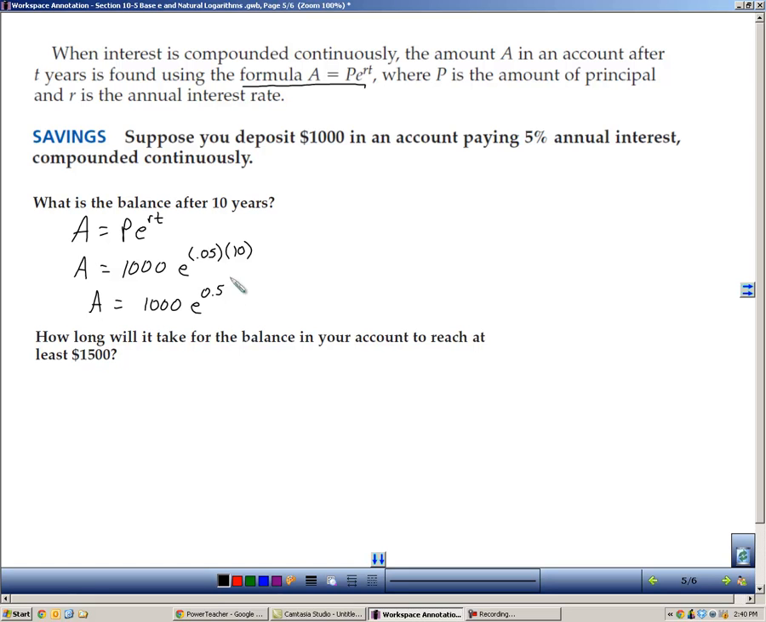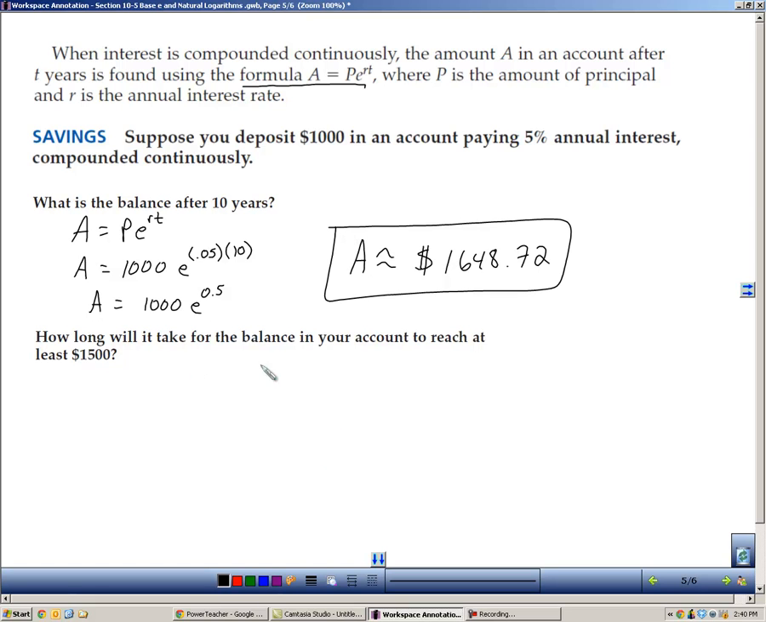That's a calculator problem. Type it into your calculator, say e to the 0.5 exponent, and then multiply by 1,000. And you should get approximately $1,648.72. Now in the second part, we want to know how long it will take the balance to reach 1,500.